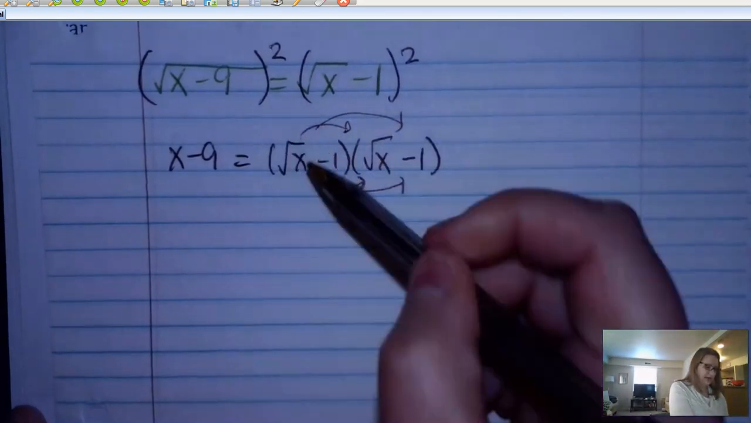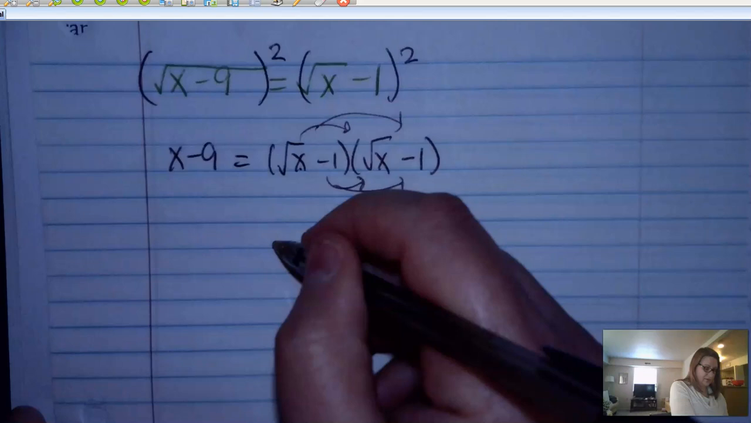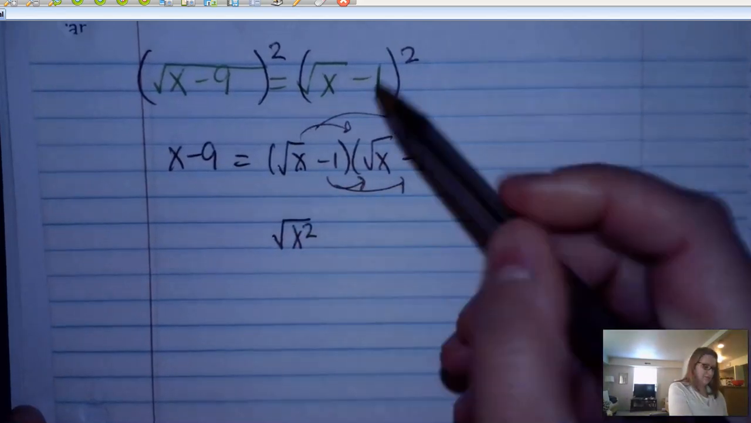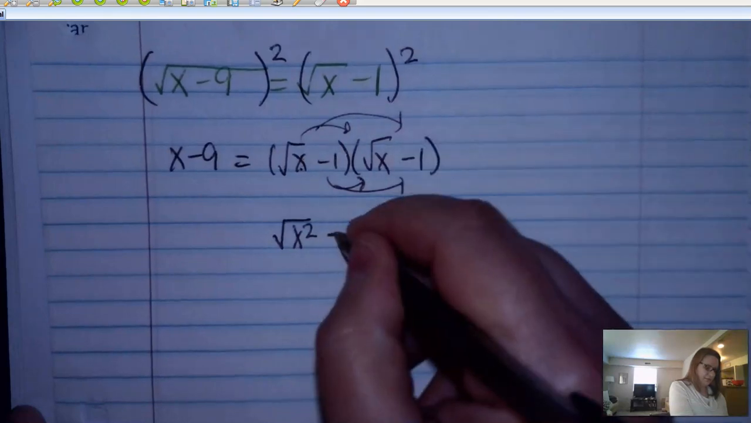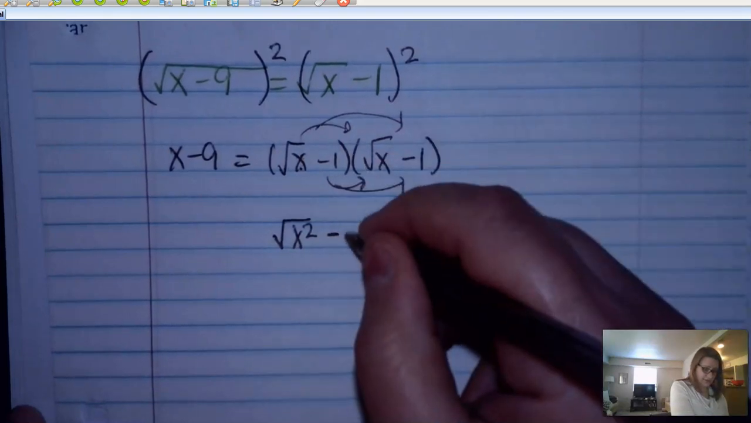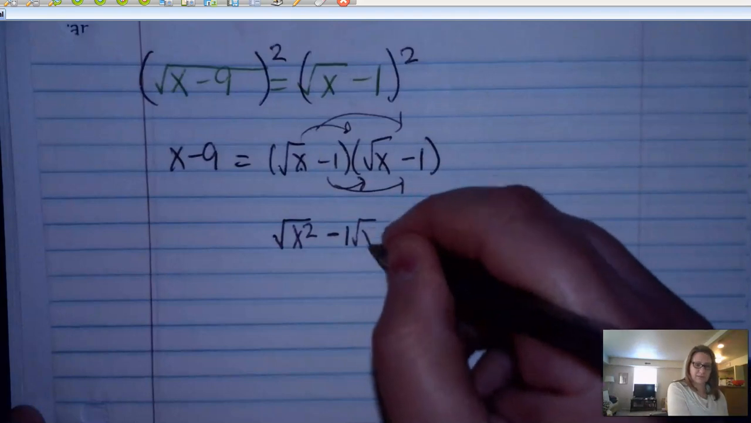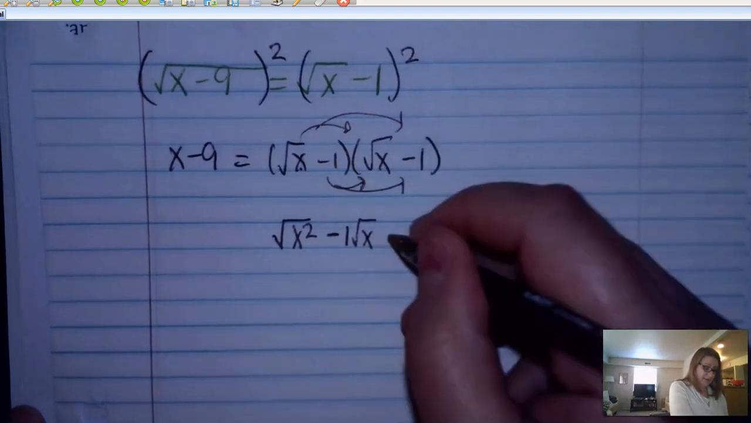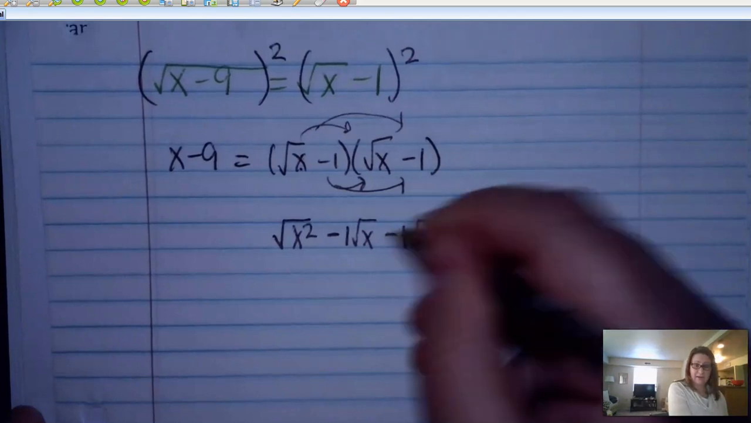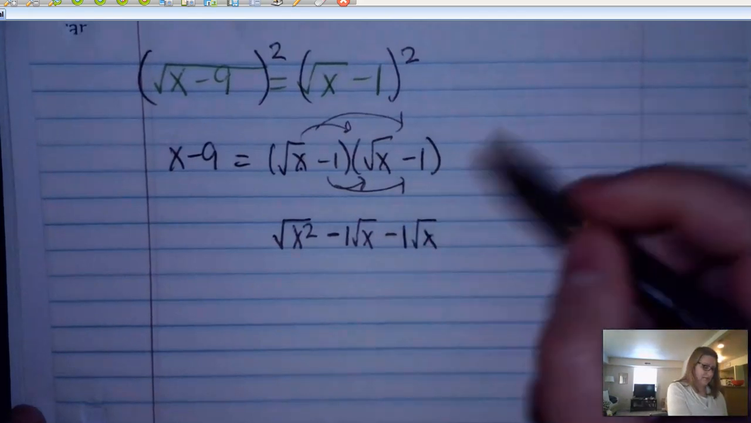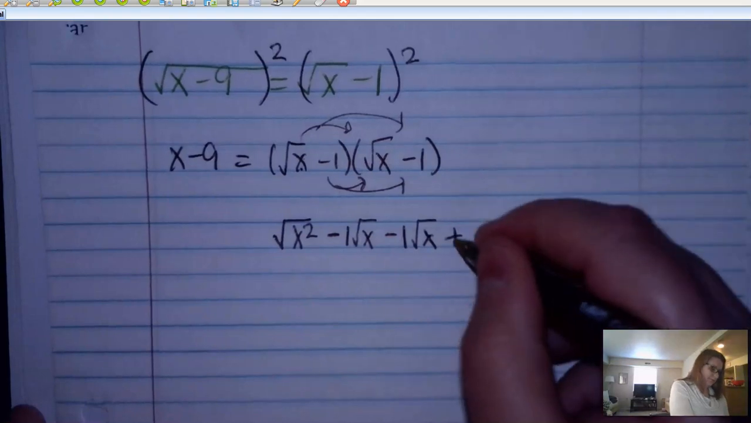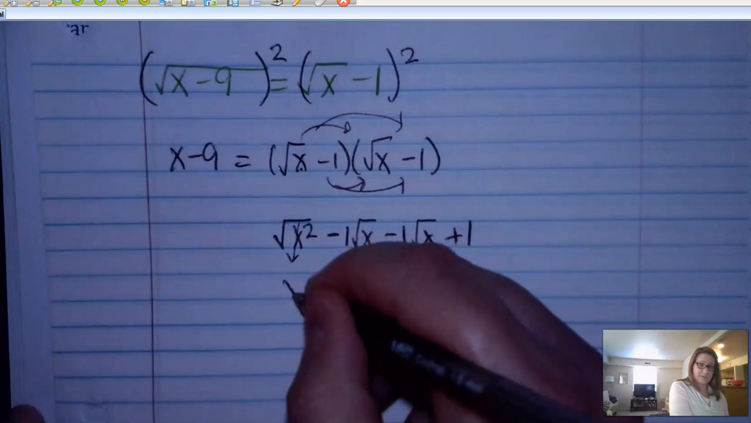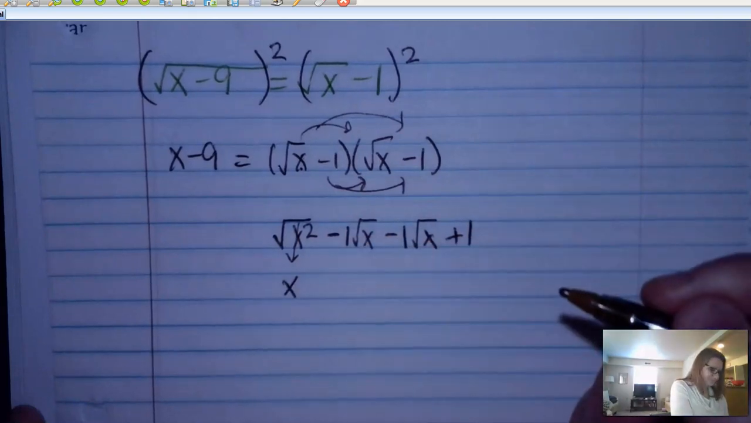All right, square root of x times the square root of x would be the square root of x squared. Square root of x times negative 1 would be just a negative square root of x, and if you want to write that, you can. You don't have to. I'm just going to write it in this problem as I go. Negative 1 times the square root of x again. These are actually going to be like radicals that we will combine. Negative 1 times negative 1 is 1. Okay, this is a perfect square. The square root of x squared would be simplified to be an x.